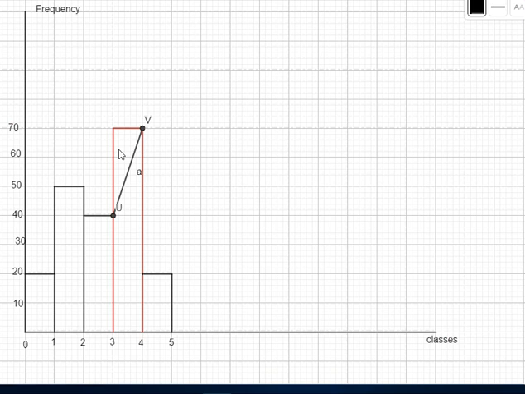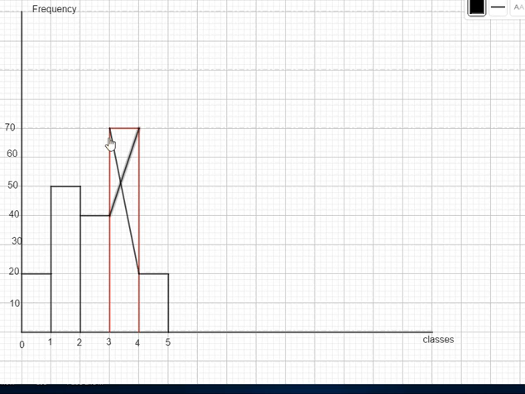Okay, so this is my first segment, and the other segment is you join this vertex with the end of, or the beginning of, the next rectangle. So here you stop here. Okay, so I made two segments joining the vertices of my rectangles. So we drew two line segments joining the vertices of the longest rectangle that has the highest frequency.